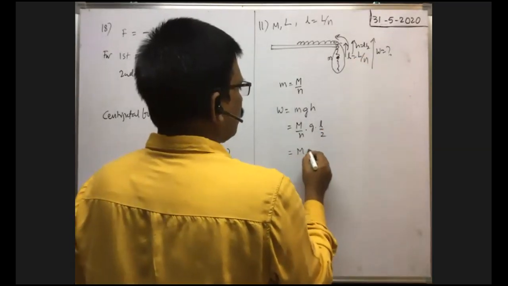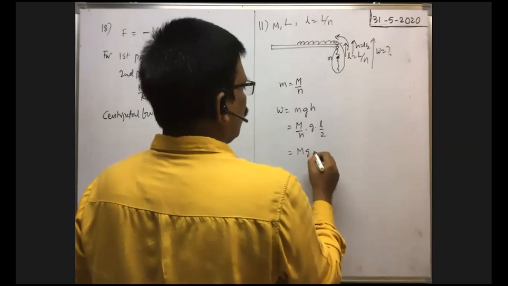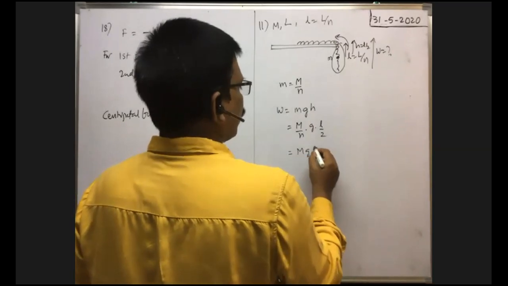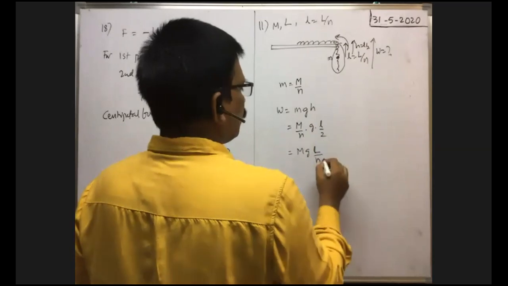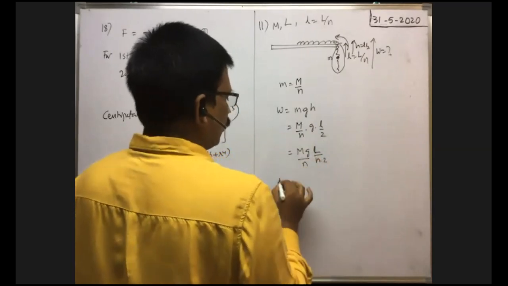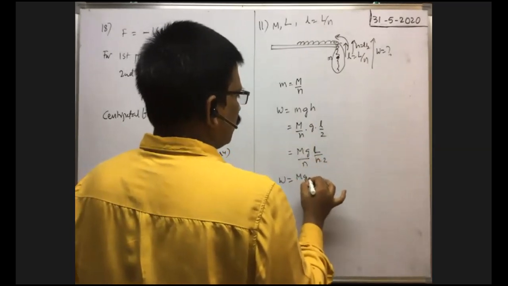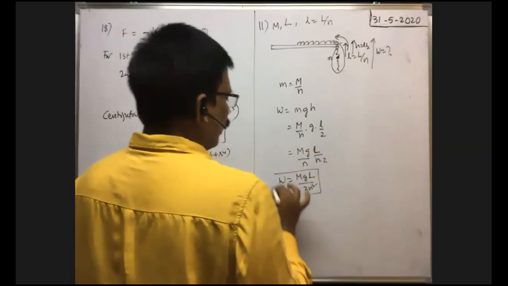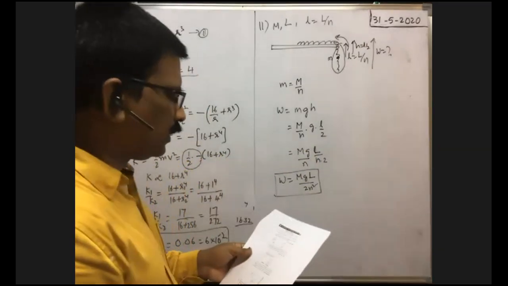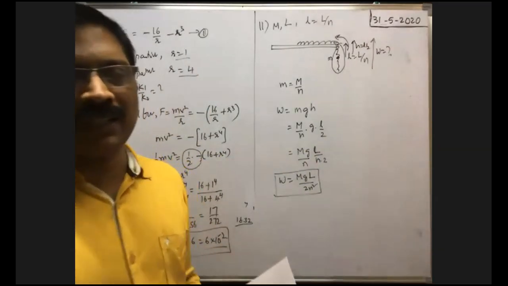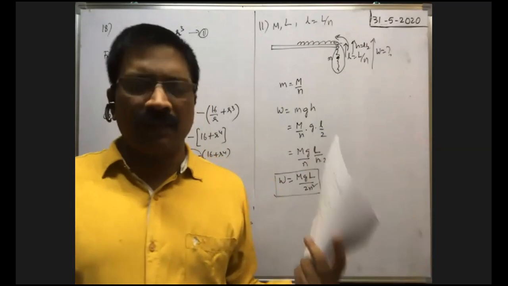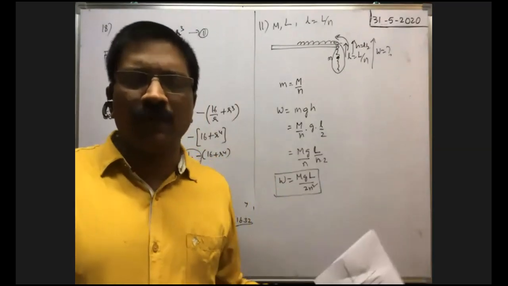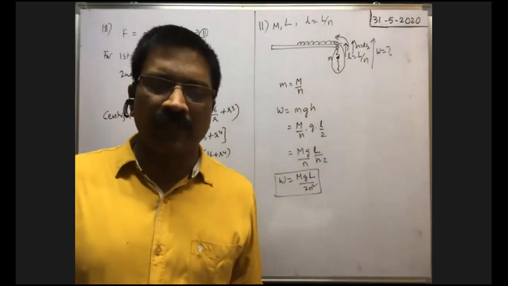So l is capital L by n, divided by 2. So work done is equal to MgL by 2n squared. This is the work done to pull the hanging part onto the table. This is the problem. This answer and this concept is already in our notes. We have the same formula in the notes also. Okay.